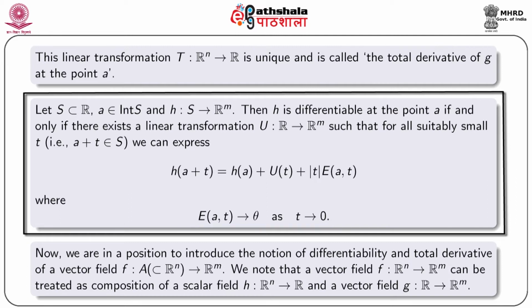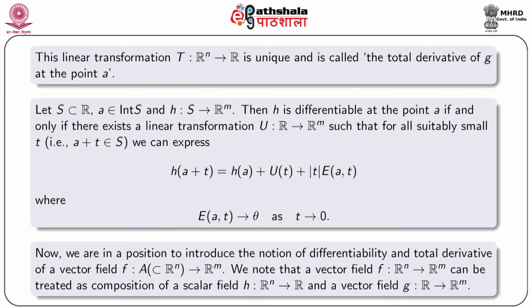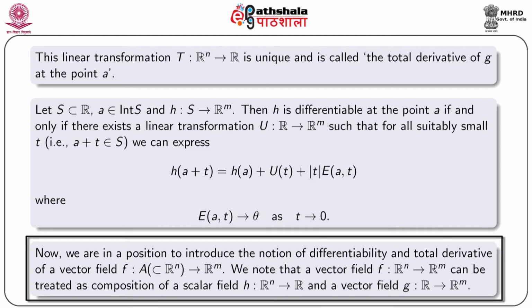Here also we are approximating the change in h, that is h(a+t) minus h(a), by the term U(t) + |t| E_a(t). So, now we are in a position to introduce the notion of differentiability and total derivative in case of a vector field. One can note that there is another way to treat a vector field, say f from R^n to R^m. It can be considered as a composition of a scalar field h from R^n to R followed by a curve g from R to R^m.